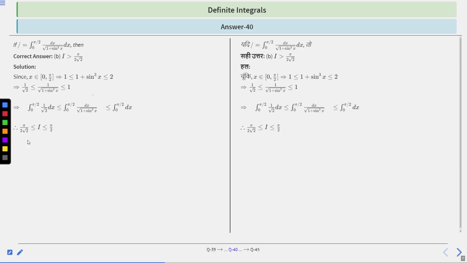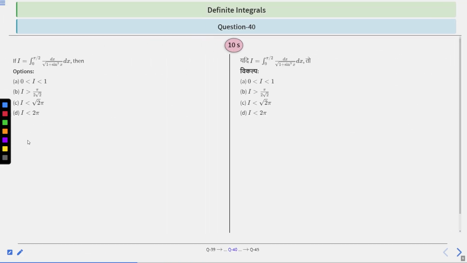Therefore, I is greater than pi by 2 root 2. So option B is the right choice. I is greater than pi by 2 root 2. Okay.